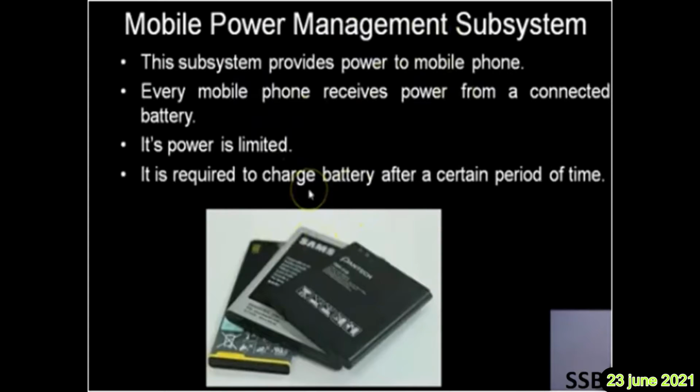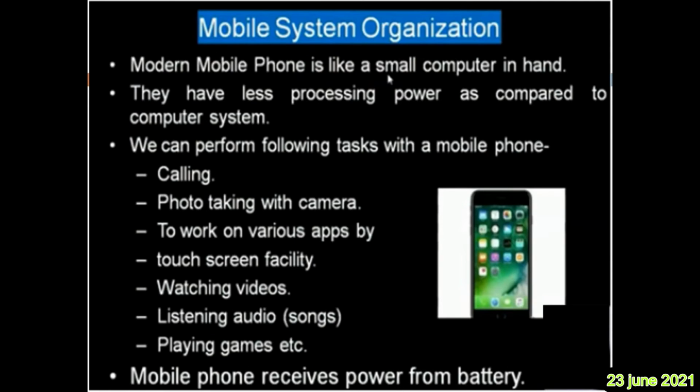Then the mobile power management system. This system provides power to the mobile phone. Every mobile phone receives power from a connected battery. Its power is limited, of course, for a certain duration it can give, and it is required to charge the battery after a certain period of time. It is not like your normal computer system, where we can also use a power backup in the form of UPS, that is uninterrupted power supply, right? Now here this battery is charged, and you can also see the images of the different types of power battery systems, right? This is all about the mobile processing, that is, the chapter mobile system organization.